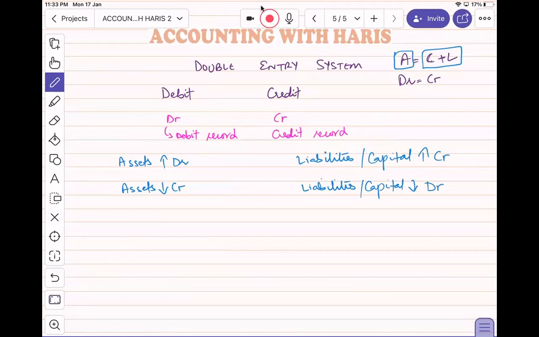So basically, you just have to remember one rule, and the rest follow. If you just remember AID: assets, I for increase, and D for debit. So an increase in an asset is debited. Now you know the rules for liabilities and capital are reversed. So an increase in assets would get debited. An increase in liabilities and capital would get credited. Now you know an increase in an asset is a debit, so a decrease in an asset is a credit. And so a decrease in liabilities and capital would be debited, right?